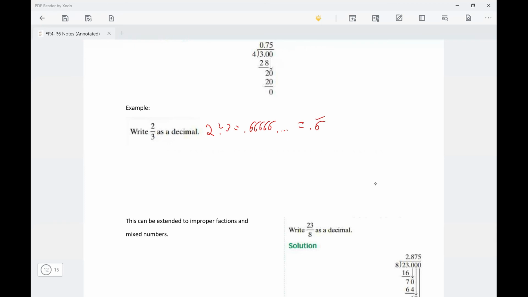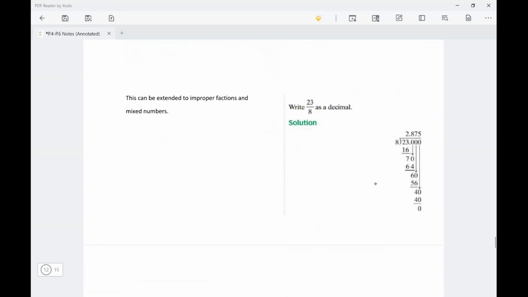Okay, so we can extend this knowledge of fractions to decimals. We can extend this to not only improper fractions, but we can extend this to mixed numbers as well, right? So if we're looking at the decimal of 23 over 8, that's the same thing as 23 divided by 8, and you should get 2.875.